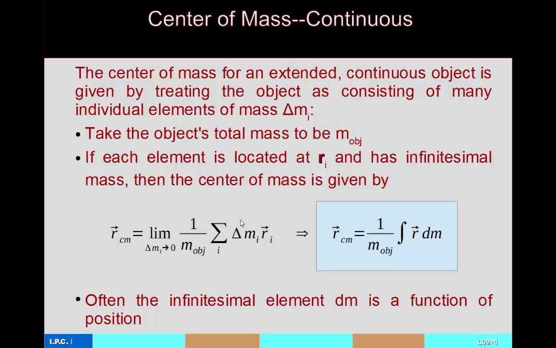This basically is the same equation that I used on the previous slide, but taking a limit as these masses approach zero. So this equation is the very same equation as taking the center of mass to be 1 over the total mass of the object times the integral of position within the object times the differential mass. This infinitesimal element dm is very often a function of the position. So let's see an example of what that might look like.